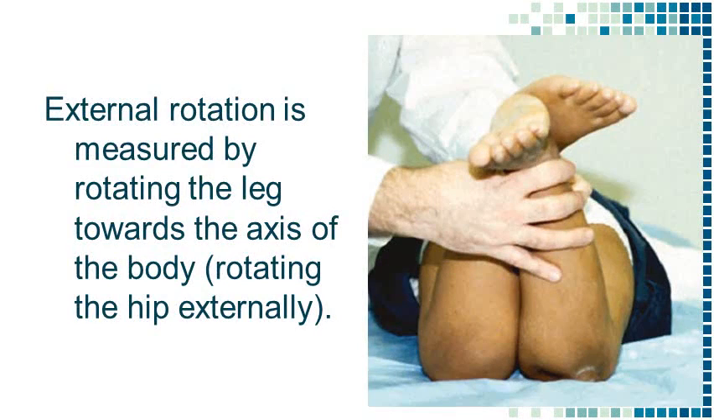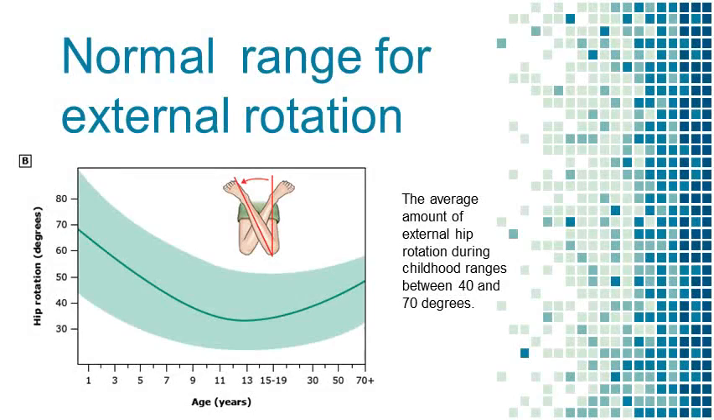External rotation is measured by rotating the leg towards the axis of the body. Here the hip is rotated externally. And again, the normal range for external rotation in childhood ranges between 40 and 70 degrees.